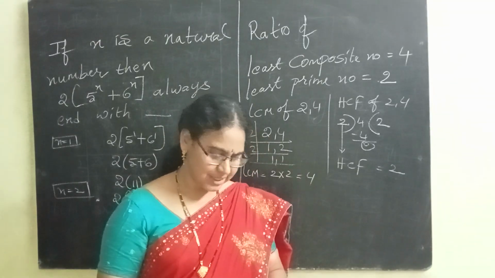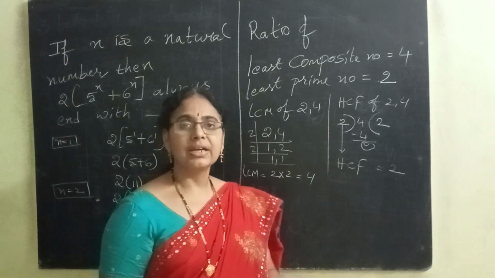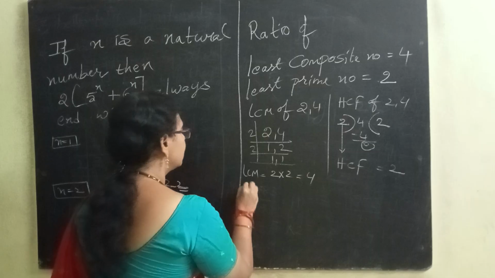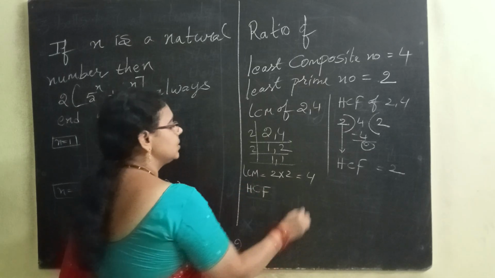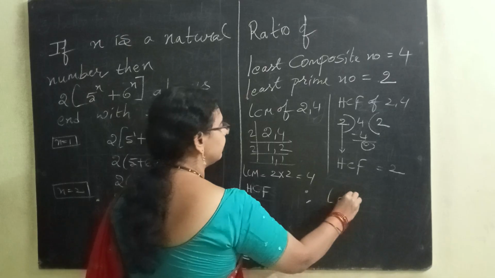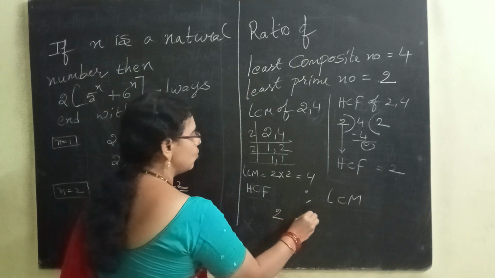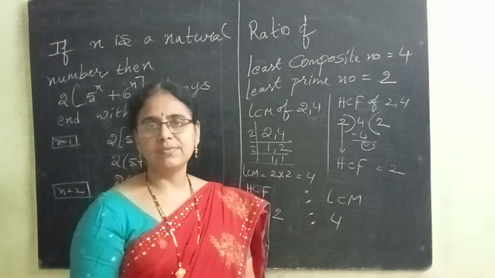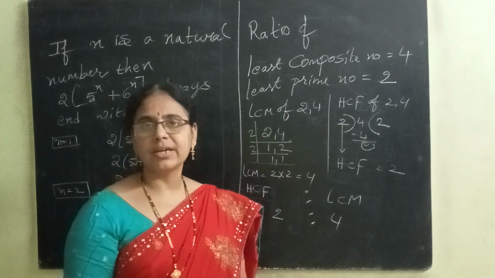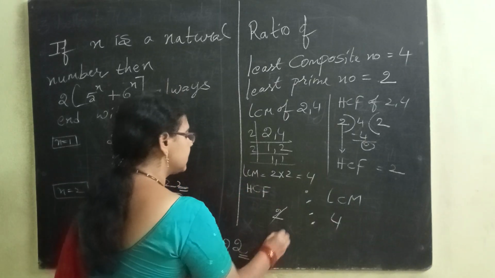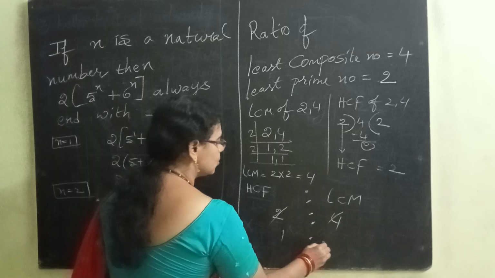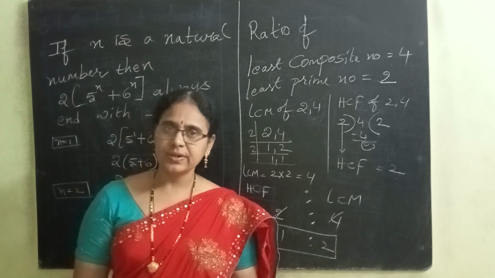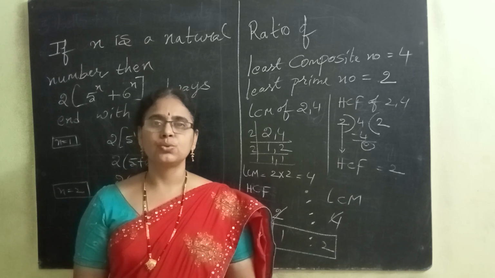Okay, what is his question? He wants the ratio of the HCF of these two numbers to the LCM. So HCF is to LCM. HCF is 2, LCM is 4. 2 is to 4. Ratio is nothing but division. Do you have any chance for cancellation? I have to cancel it. 2 ones are 2, 2 twos are 4. So the answer is 1 is to 2. Did you understand? The answer is 1 is to 2.